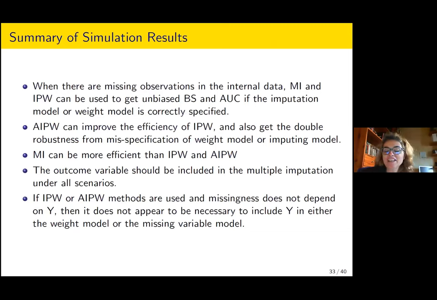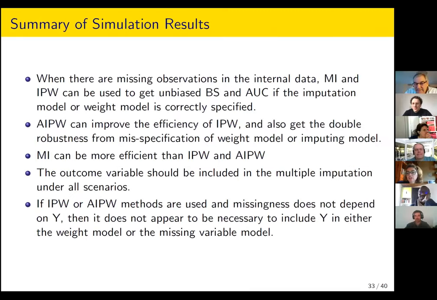About this result of the simulation, was it expected that augmented inverse probability weighting be as good for version 4, when you include the Y in the two models, and the other version, without including Y, or including Y only in one part, one of the two models?